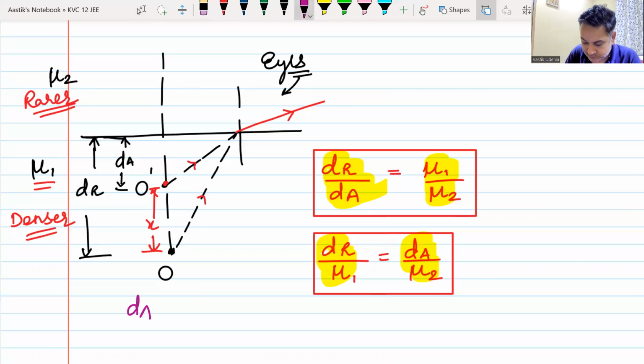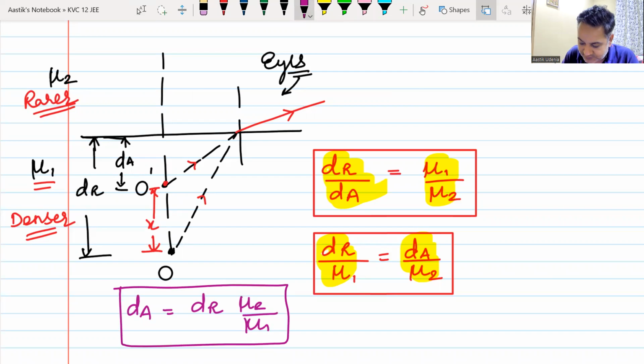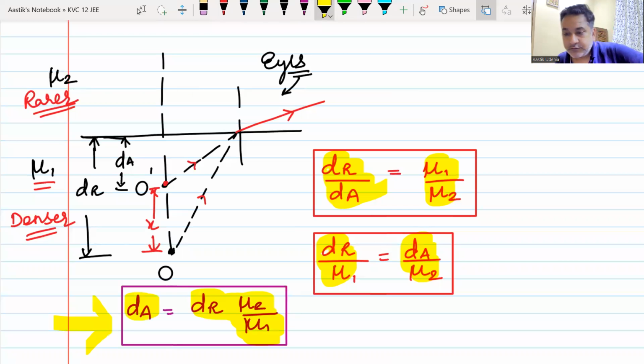D apparent will be equal to d real into mu 2 divided by mu 1. Yes or no? So you can remember this formula in this way also.